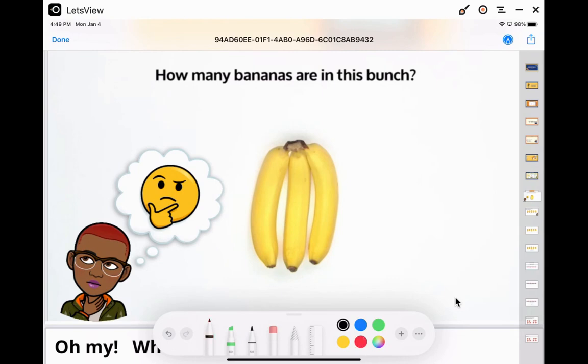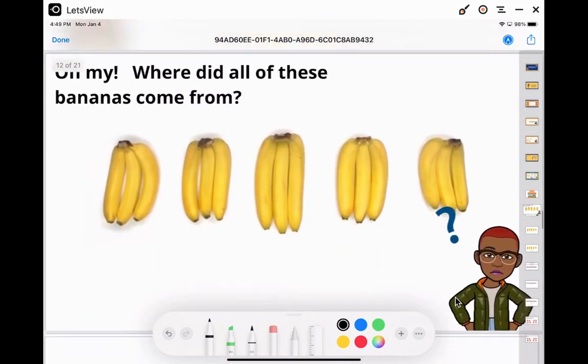How many bananas are in this bunch? Well, to figure out how many bananas are in the bunch, all we have to do is count them. There are 1, 2, 3 bananas in our bunch. There are 3 bananas in this bunch.